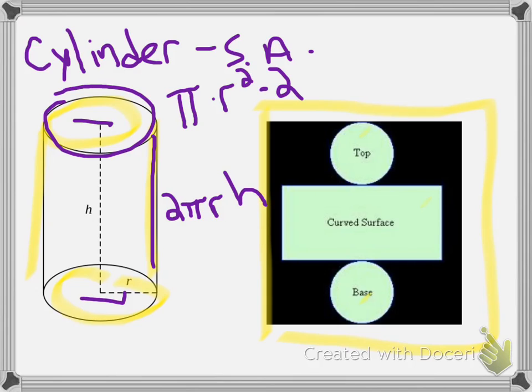Therefore, the final formula for the surface area of a cylinder is pi times radius squared times 2 plus 2 times pi times radius times height.